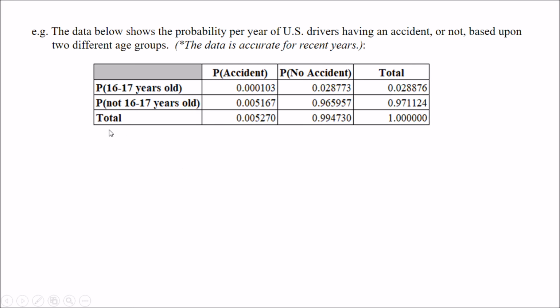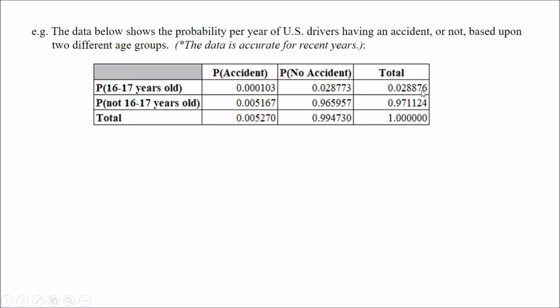Final example. The data below shows the probability per year of US drivers having an accident, or not, based upon two different age groups. So we can see going across the top rows the probability of 16 and 17-year-olds being in an accident versus not being in an accident. That's out of the entire population.